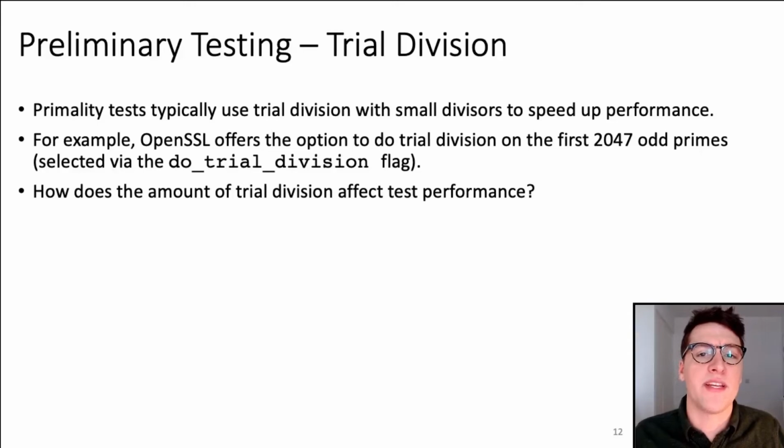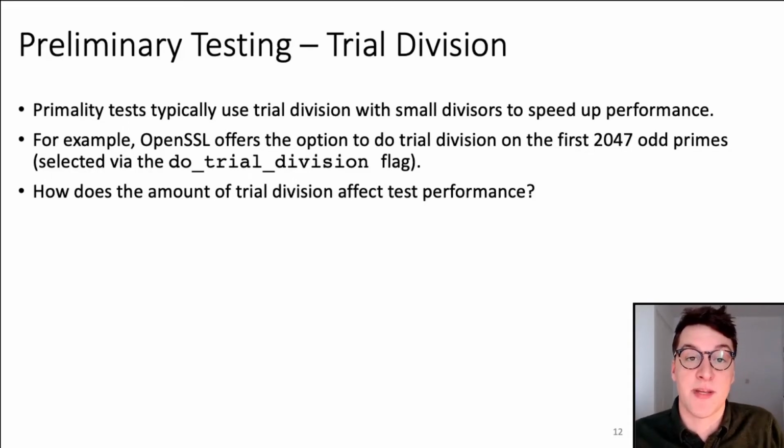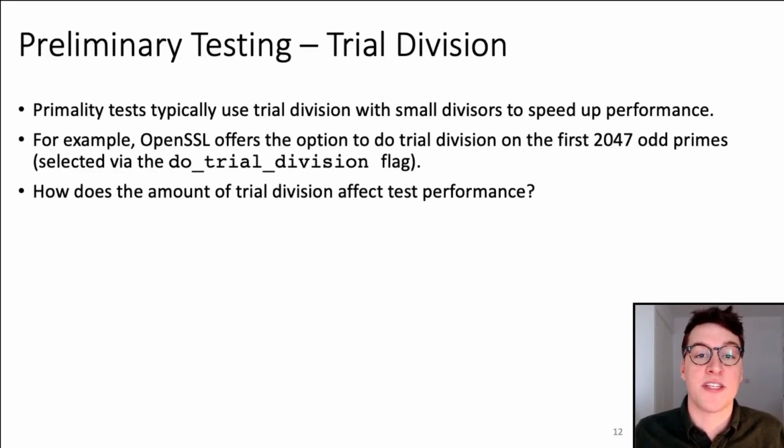Now there's one more step we need to consider here, and this is any preliminary testing that is done before the primality test. Often primality tests use some sort of trial division with some small dividers to speed up performance. OpenSSL offers this with the do trial division flag, and this does trial division with the first 2047 odd primes. So as part of this work, we want to more formally describe the effect of trial division on the performance of the test as a whole.